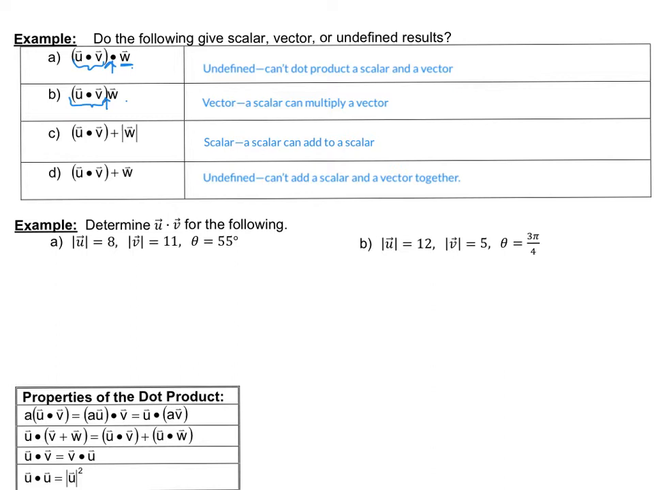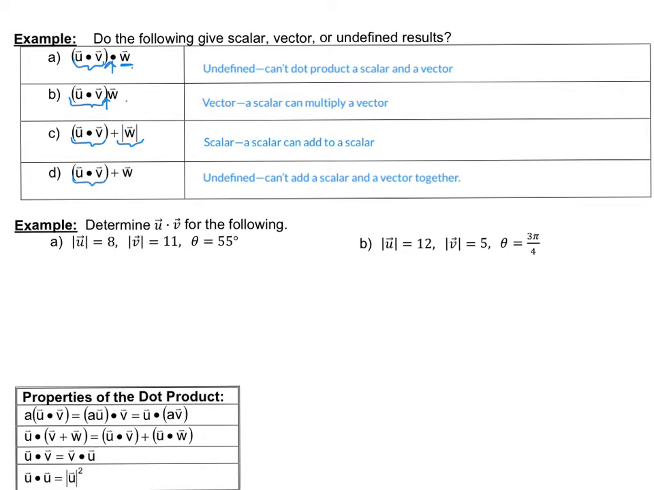The third one, the u dot v, will result in a scalar. So we have a scalar, and then we're adding the magnitude of vector w. So the magnitude is a scalar as well. So we have a scalar adding to a scalar, it's going to result in a scalar, and that's clearly okay there.